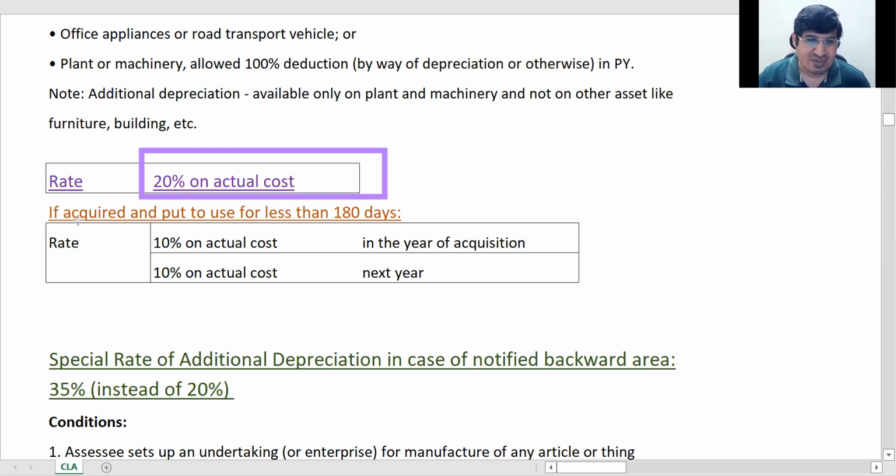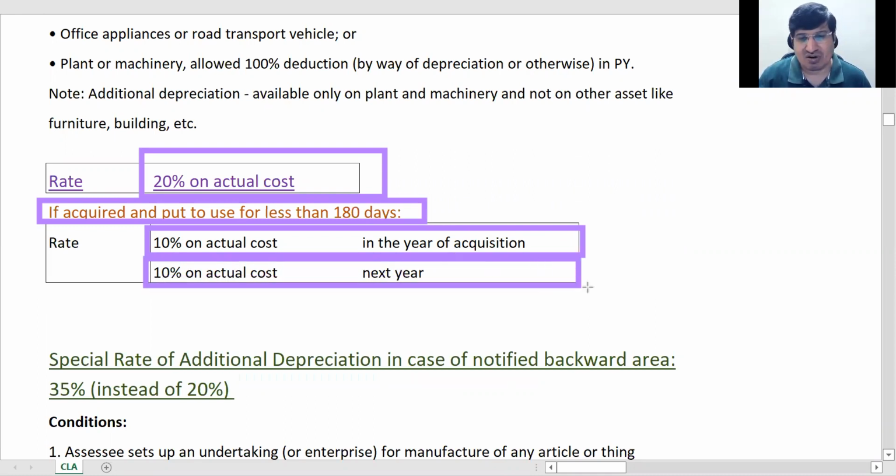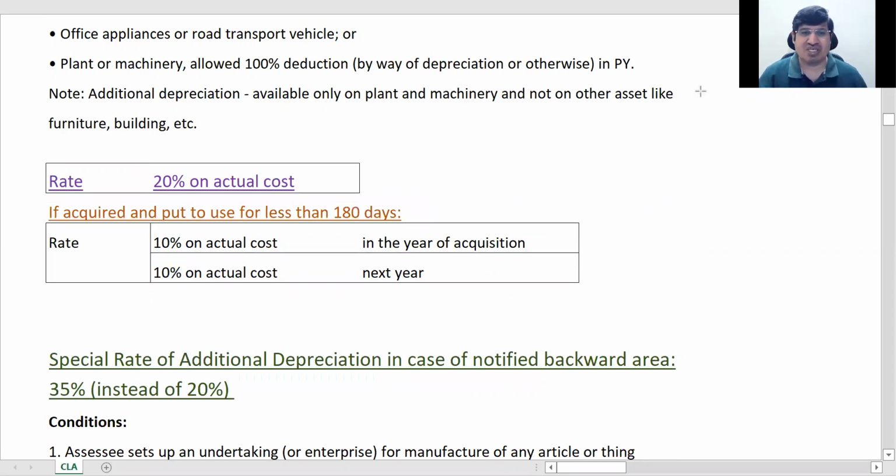Okay, and if acquired and put to use for less than 180 days, okay, that is if he has bought it after October 3rd, 2021. Okay, तो क्या होगा, then 10% you will get in the year of acquisition. ओके, आपको सेकंड 10% भी मिल जाएगा, you will get full 20%, next 10% you will get in the next year, that's all, but you will get it fully. Okay, ये समझ में आ गया आपको? This is additional depreciation.